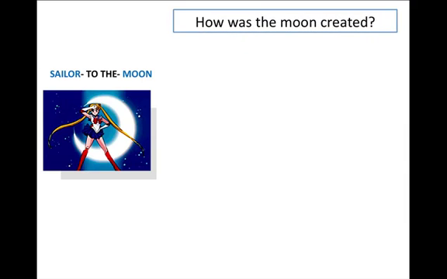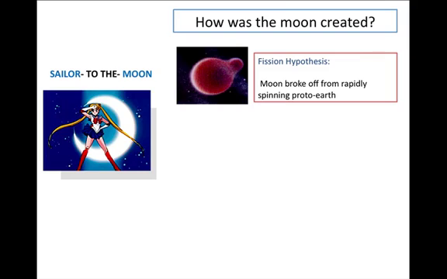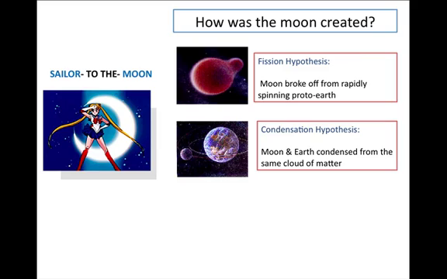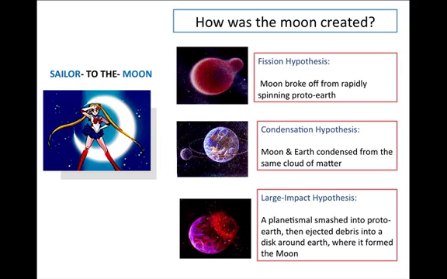How is the moon created? There's the fission hypothesis, in which the moon broke off from a rapidly spinning proto-Earth. There's the condensation hypothesis, where moon and Earth condensed from the same cloud of matter. And there's the large impact hypothesis, a planetesimal smashed into proto-Earth, then ejected debris into a disk around Earth where it formed the moon.